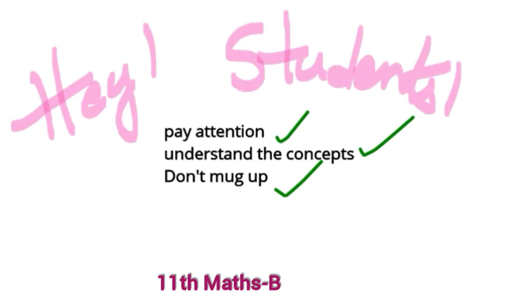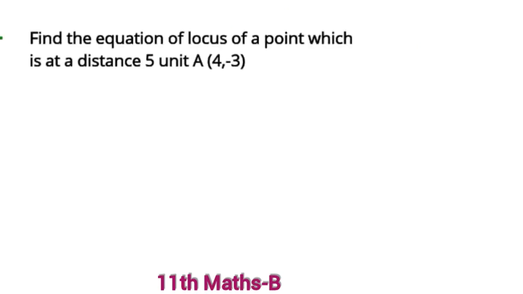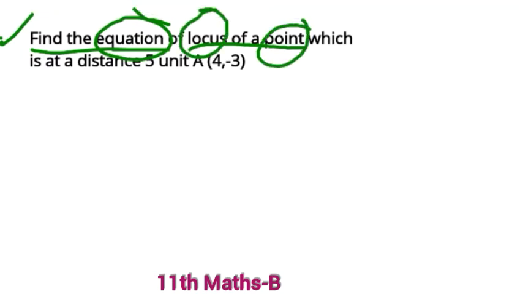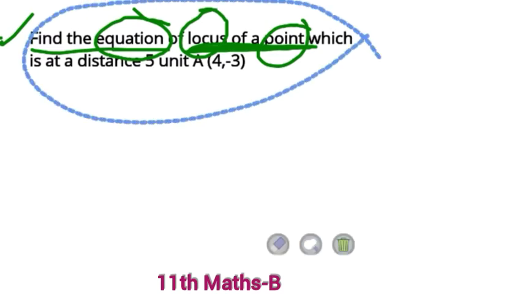Let us understand the question first. Find the equation of the locus of a point which is at a distance 5 unit from A equals 4 comma minus 3. So this is our question. Let's understand it first. We have to find the equation of a locus of a point. So let us find the point of it.